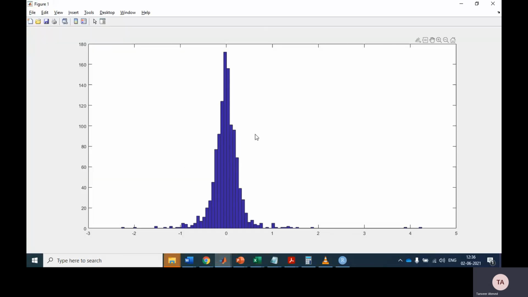So this is how, by the way, at the very beginning level, you can do some sort of statistical analysis.